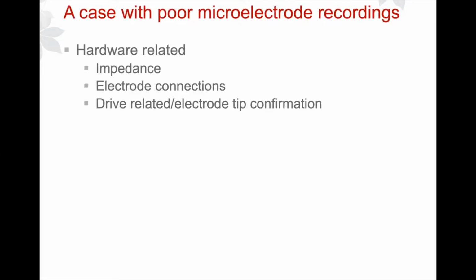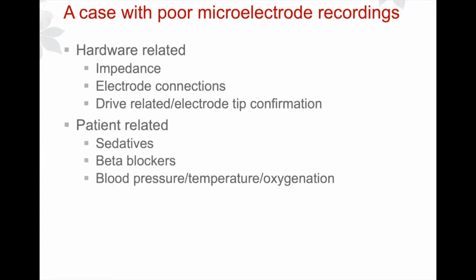address those. I wanted to just quickly go over a situation if you were to encounter poor microelectrode recordings. What do you do if you're not having good recordings? So those could come from hardware-related issues. So check your impedances, making sure that all the electrode connections are okay. And then make sure that the electrode is actually coming out of the cannula and able to record in the brain tissue. And so fluoroscopy may be a good way to check that.